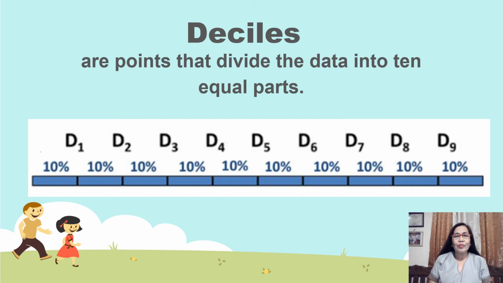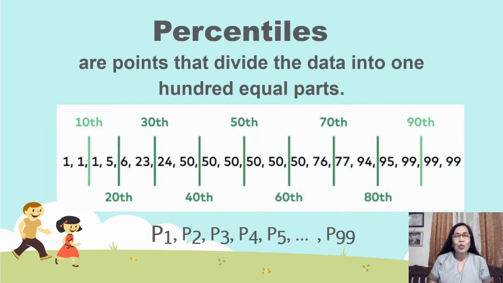And then, as we have the percentiles, these are points that divide the data into 100 equal parts, and they are represented with score points from P sub 1, P sub 2, P sub 3, P sub 4, P sub 5, up to P sub 99. And they are represented in percentage form.